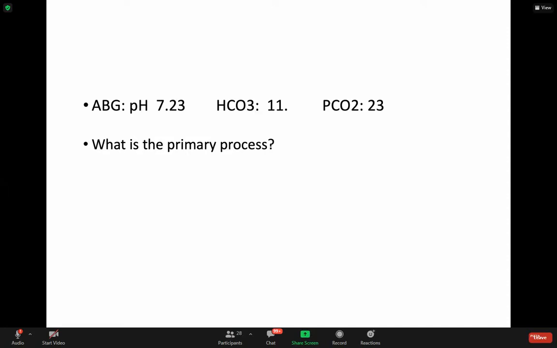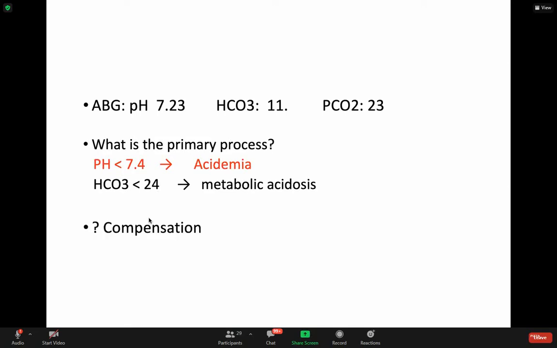ها أحمد ايش رايك؟ واضح؟ تمام. So the primary process مثل ما قالوا الزملاء, قالوا metabolic. So I agree with you guys. It is metabolic. So I'm dealing with acidemia and the bicarb is less than 24. So this patient has metabolic acidosis. طب وش next step? Compensation.